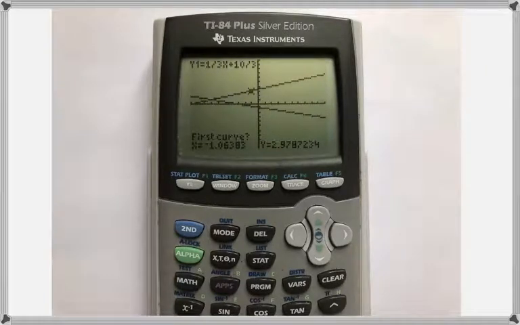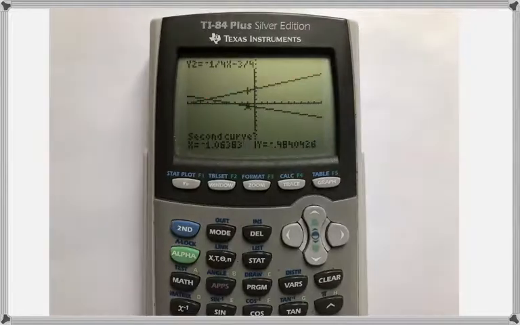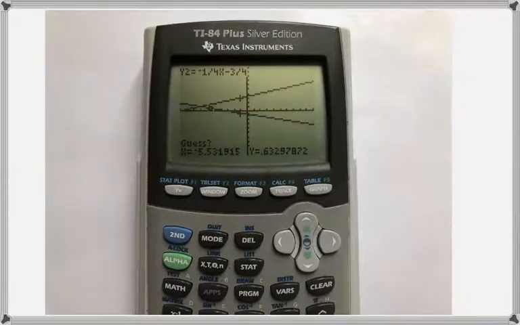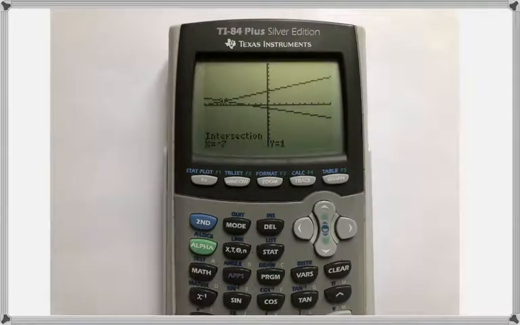And again, I need to press enter 3 times. So I need to declare my first line and press enter. Then I need to declare my second line and press enter. So I have my two lines declared. Then I need to make a guess and press enter. And that is my intersection point, negative 7 and 1.